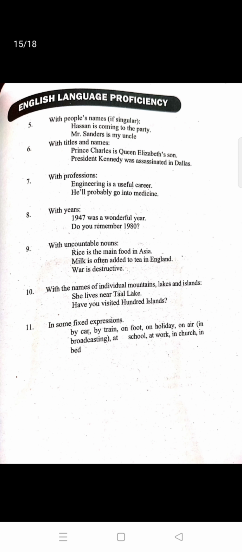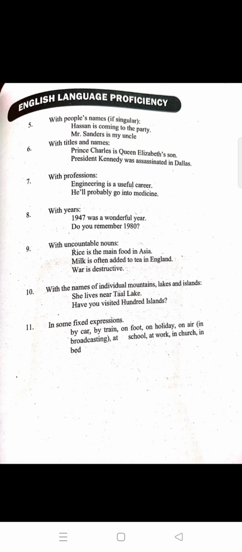With people's names, if singular: Hassan is coming to the party. So you don't say a Hassan is coming to the party because it is redundant. A signals singular form. With titles and names: Prince Charles is Queen Elizabeth's son. President Kennedy, so you do not say the President Kennedy, you only say President Kennedy. With professions: engineering is a useful career, so you don't say the engineering. With years: 1947 was a wonderful year. Do you remember 1980? So you don't say, do you remember the 1980? Or, do you remember a 1980?